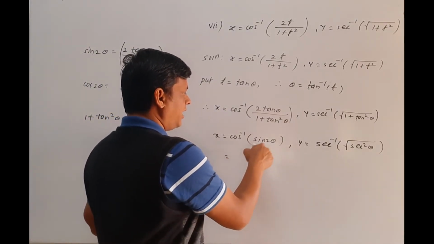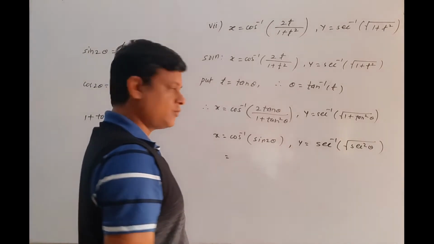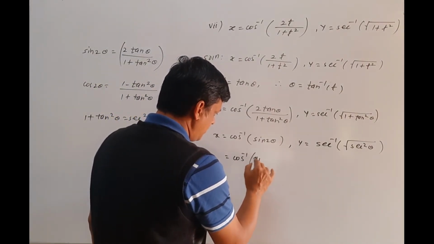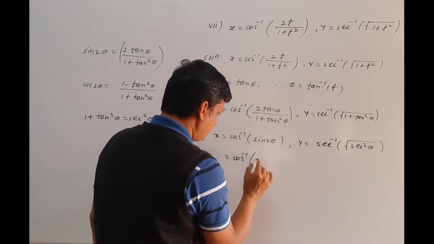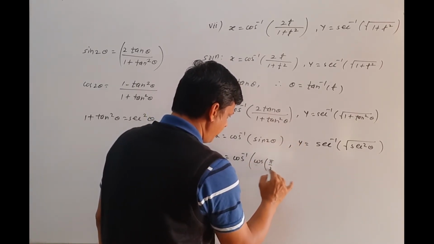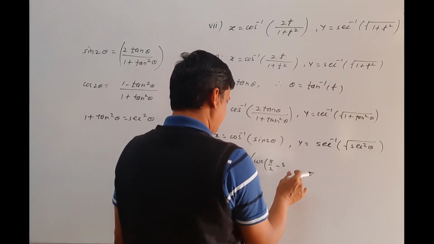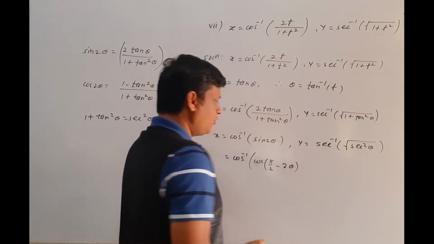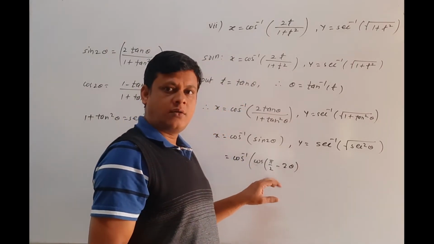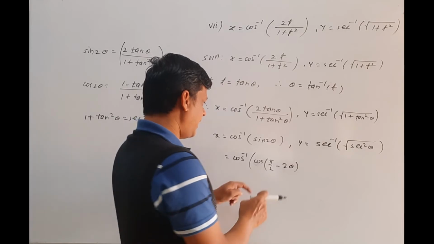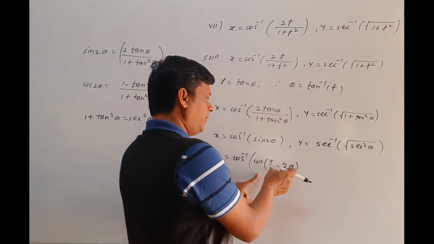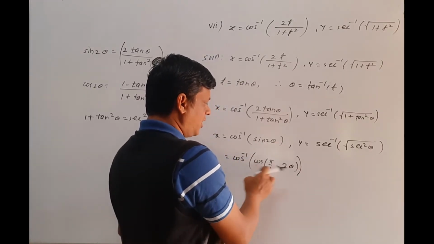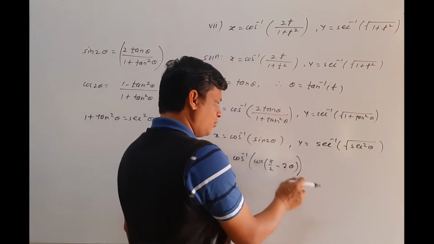Now we require cos in place of sin here. So we write here cos inverse of cos of pi by 2 minus 2 theta. We use here the cos 90 minus theta form. So in place of 90 we write pi by 2, in place of theta we have 2 theta. So we write this sin 2 theta as cos of pi by 2 minus 2 theta.